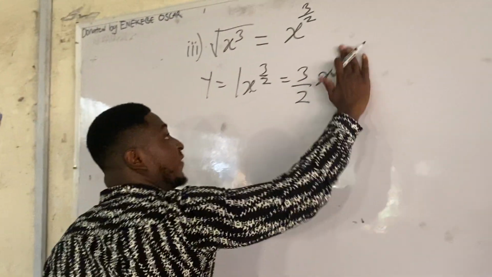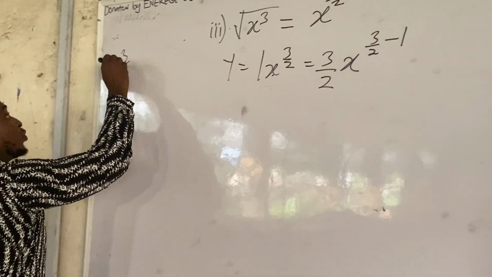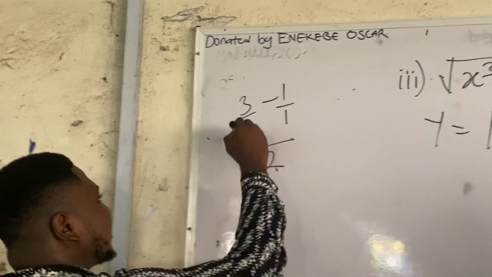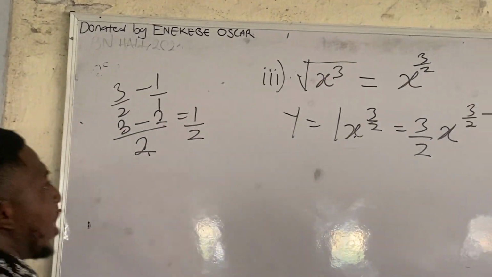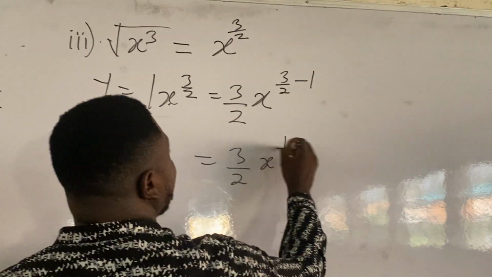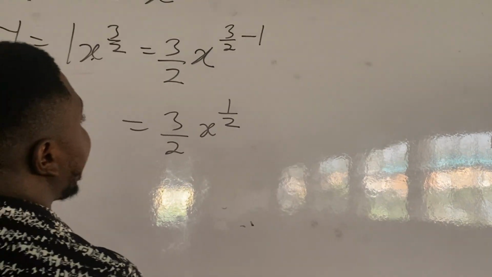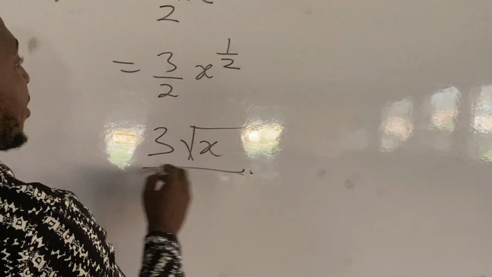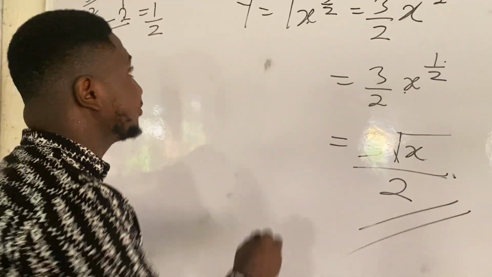But let me show it first. 3 over 2 minus 1: how do I have 1 over 2? LCM is 2. 2 in 2 is 1, 1 times 3 is 3. Minus 2 in 1 is 2, 2 times 1 is 2. 3 minus 2 is 1, all over 2. So this will give me 3 over 2 x raised to power 1 over 2, which is the same thing as 3 root x over 2, because x raised to power 1 over 2 is the same thing as root x. And this is the dy/dx there.